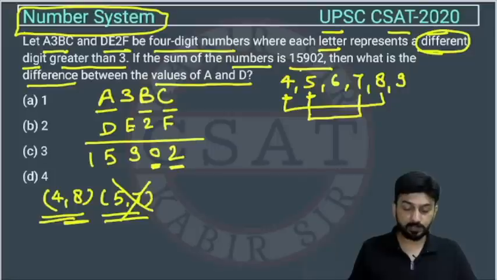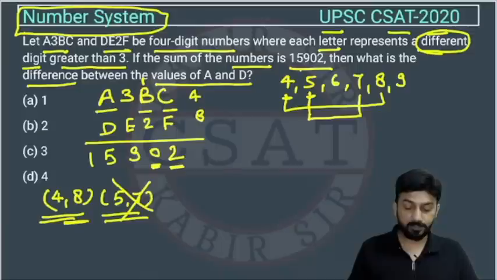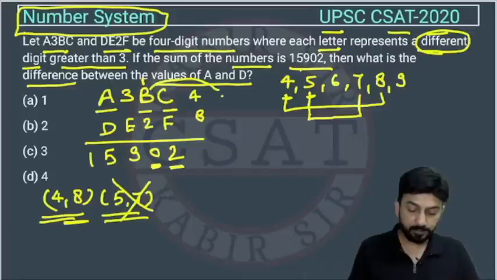So suppose C is 4 and F is 8. 4 plus 8 is 12, and the 1 will go this side. 1 plus 2 is 3, and B will be such that it makes the unit digit 0. So 2 plus 1 is 3, and we need 7, so B will be 7. Right, so we are getting 10, and 1 will go this side.